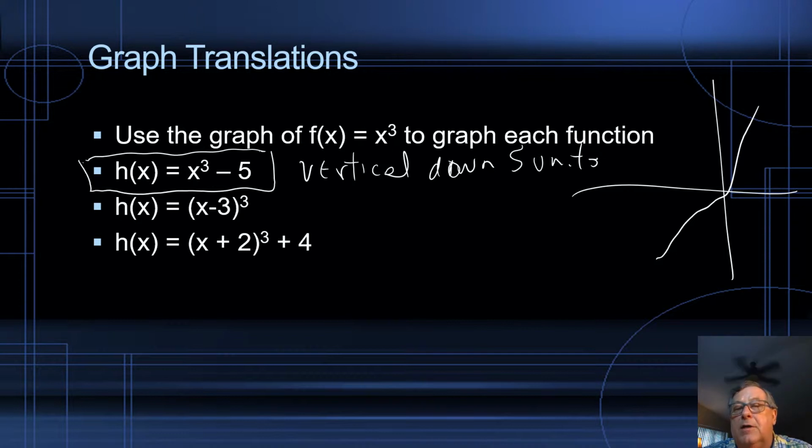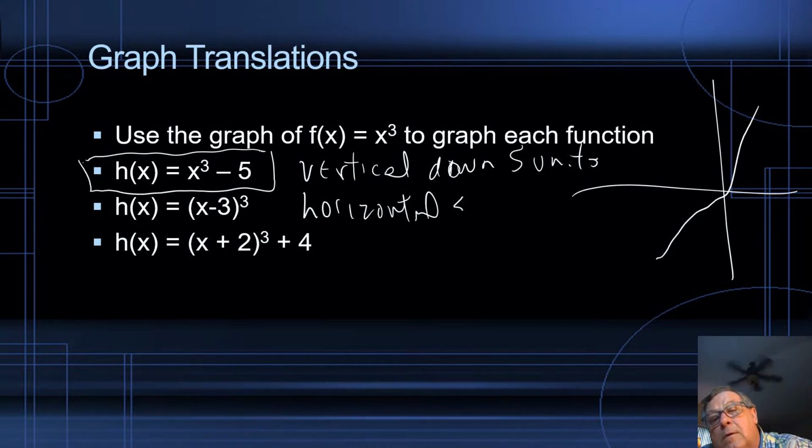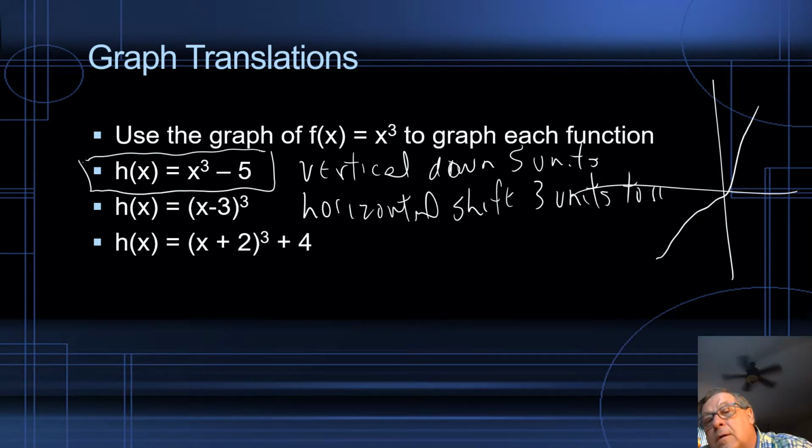And this is where it becomes a little bit counterintuitive. It's just something that you really need to get fixated in your mind, because if I'm thinking of a negative move along the horizontal axis, I'm thinking it's going to move to the left. But in reality, we're going to see that this moves to the right. So this is going to be a horizontal shift three units to the right. If that was a plus 3, it would move it to the left.